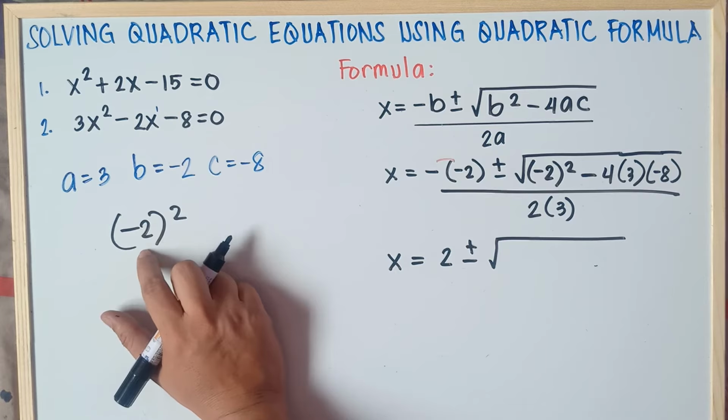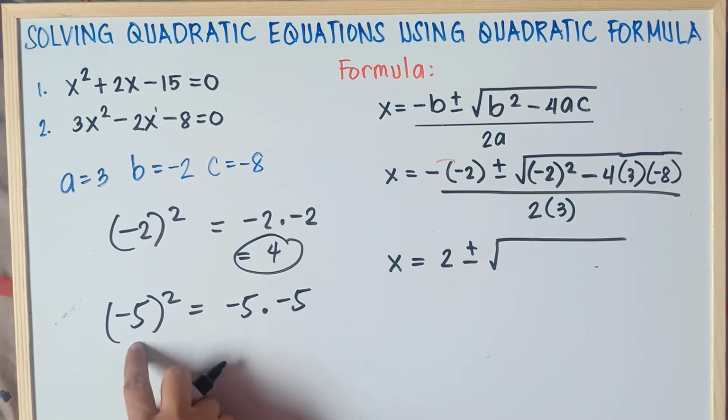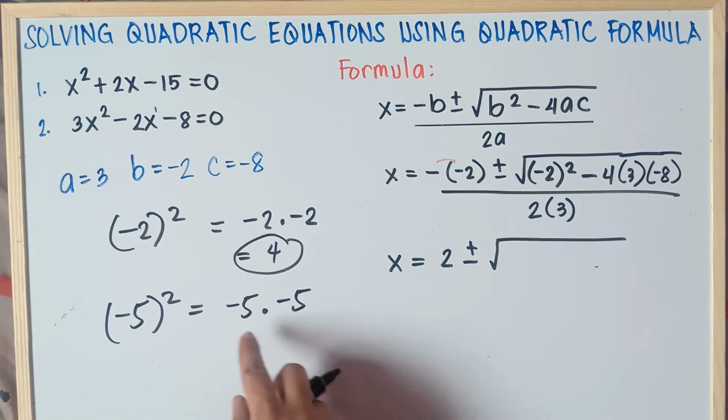Example, class. 3 squared. Is it 3 times 2? Nope. It should be 3 times 3. You multiply this number by itself twice. 3 times 3, that is 9. Last example, class. What if we say negative 5 then squared? Is it negative 5 times 2? Nope. It should be negative 5 times negative 5. You multiply this number by itself twice. Negative times negative, that would be positive. Then 5 times 5 is 25.